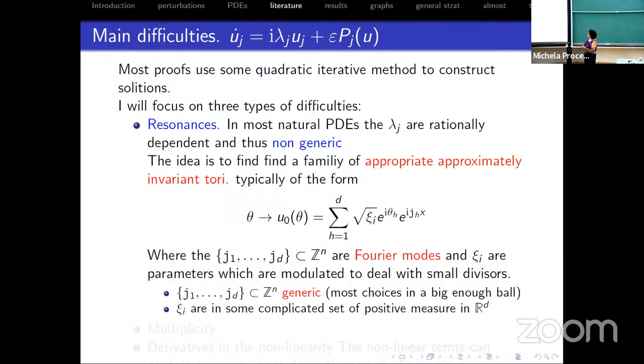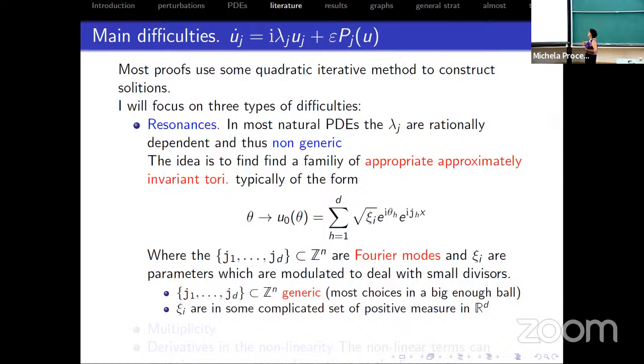So you have two ways of choosing wisely. One is that you can choose the Fourier support of the solution, which means that I'm taking a finite superposition of oscillations, and I get to choose which Fourier modes in the Fourier index Z^n I get to excite. These should be chosen wisely, and wisely means in a generic way, which can have many meanings, but let's say that most choices should be good if you're in a big enough ball in Z^n. And then once you have chosen the Fourier modes, you can choose the amplitude of oscillations of the linear solution. This amplitude will be chosen in some rather complicated set, which will have positive measure in R^d.